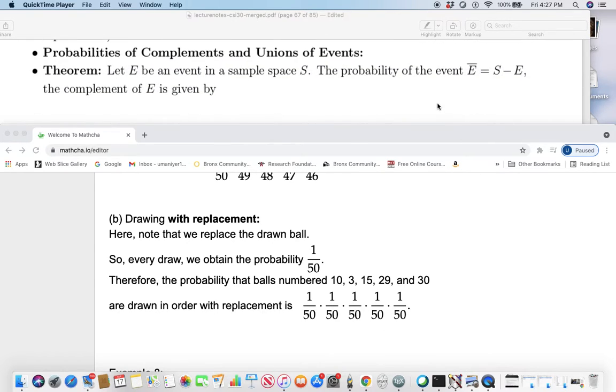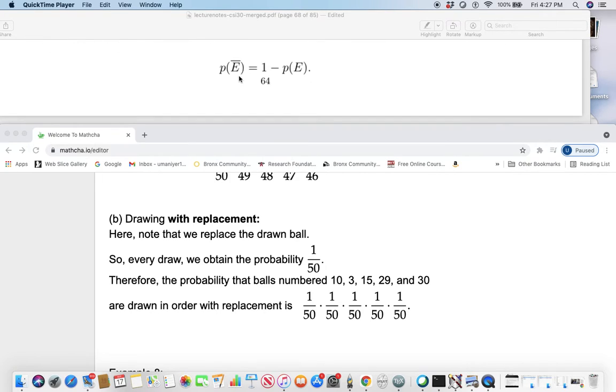All right. Probabilities of complements and unions of events. Let E be an event in a sample space S. Consider the event E complement. That is, from S, remove E. The probability of the complement of E is given by probability of E complement is 1 minus probability of E.